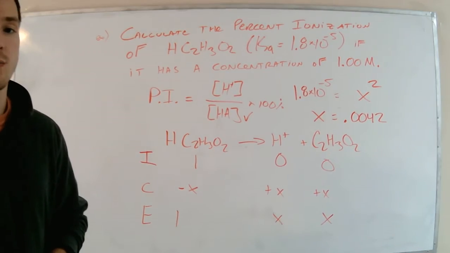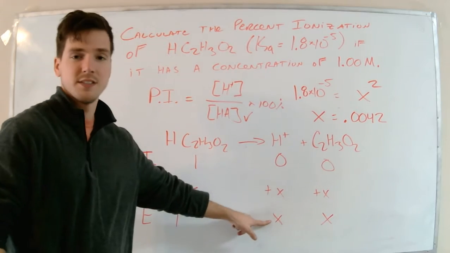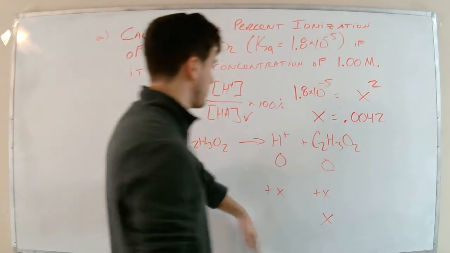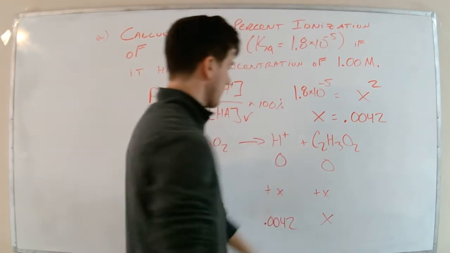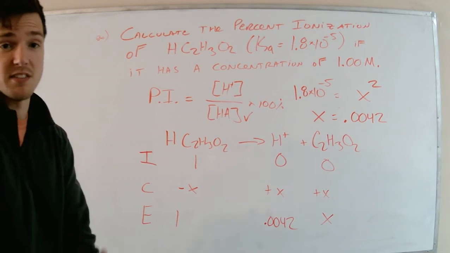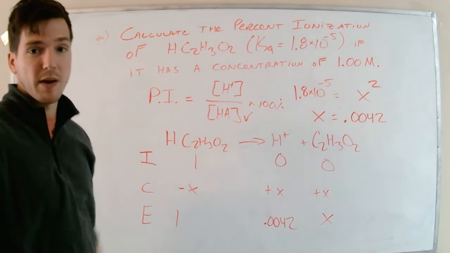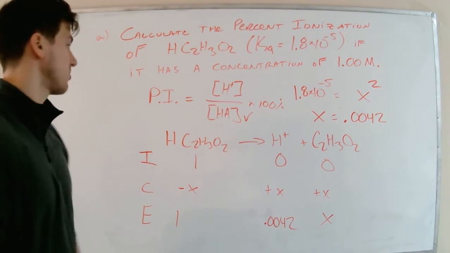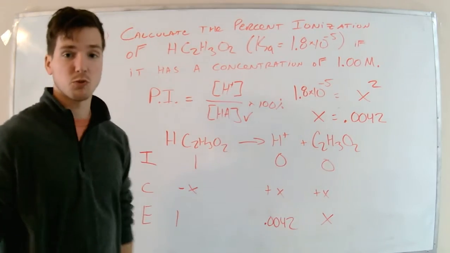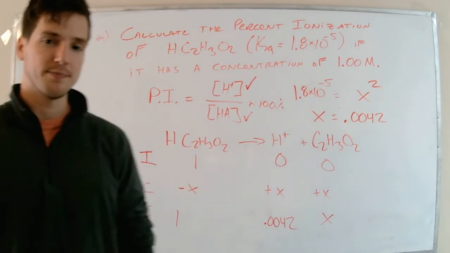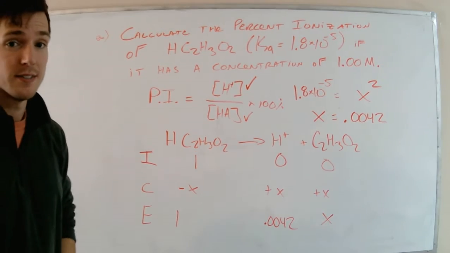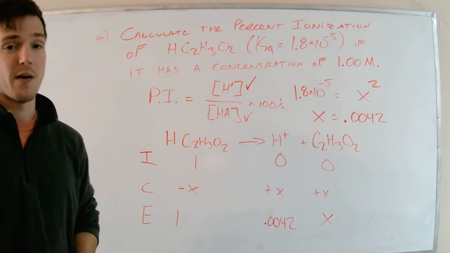So we have now just found our H plus, right? We have just now figured that this is 0.0042. We don't care about acetate, but it'd be the same, right? Because right now we just care about our percent ionization. So now we have our HA, which they gave us, which was 1, and we have just figured out our H plus. So now let's just go ahead and plug this in and figure out our percent ionization.